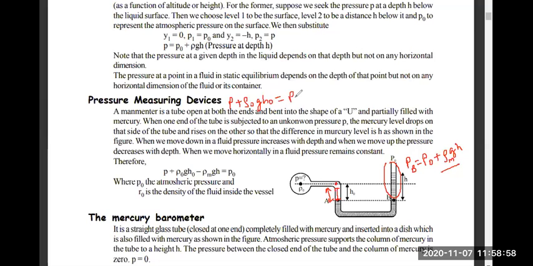Is equal to P naught plus rho gh. Okay, got it, right? So I can find either P or P naught or whatever is missing from this expression, right, everyone? Everyone got this concept, right?